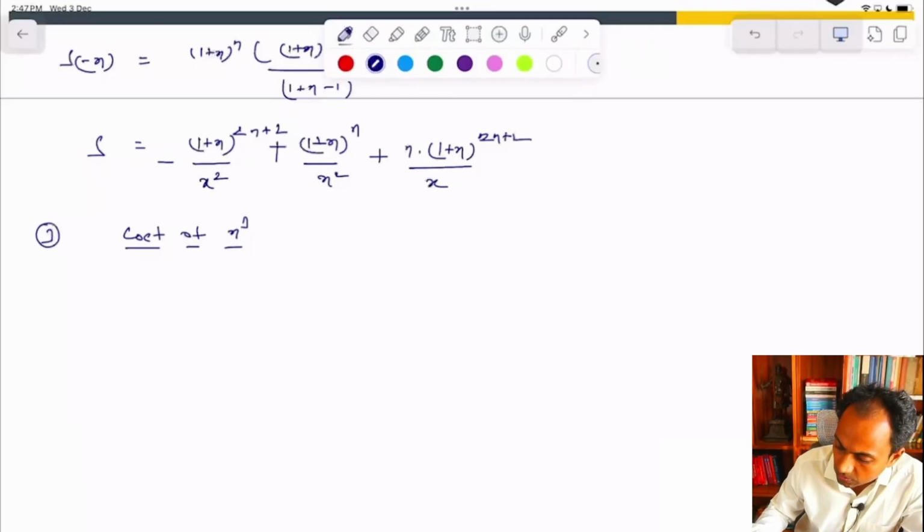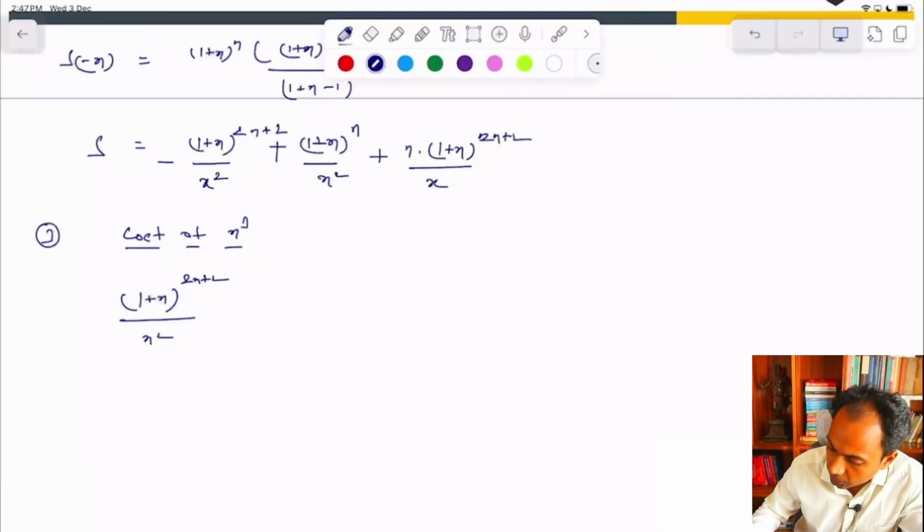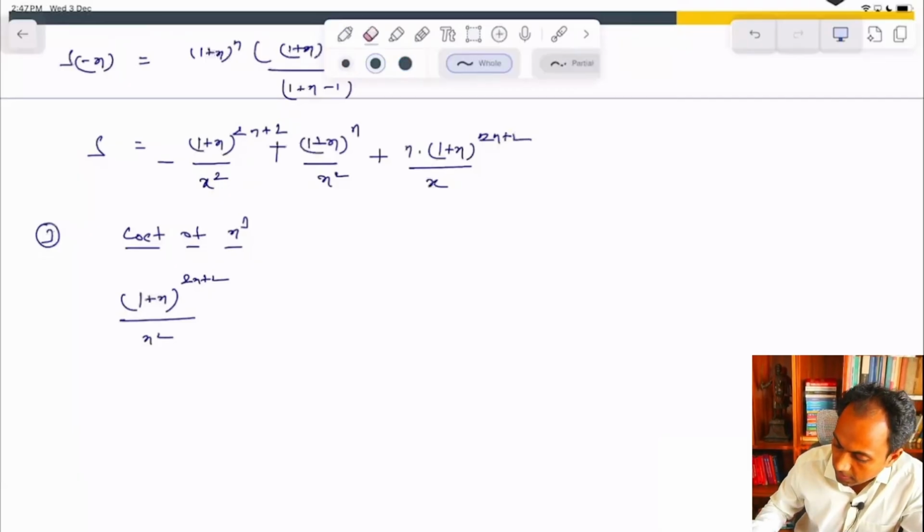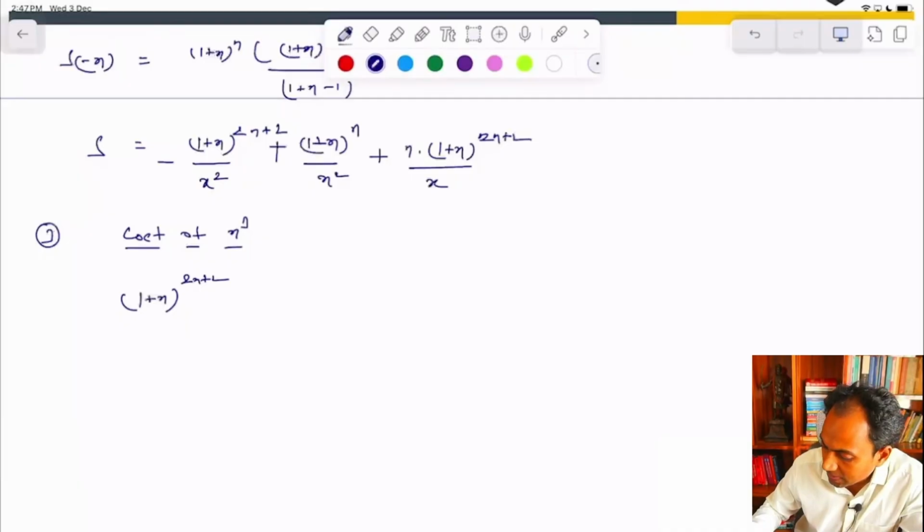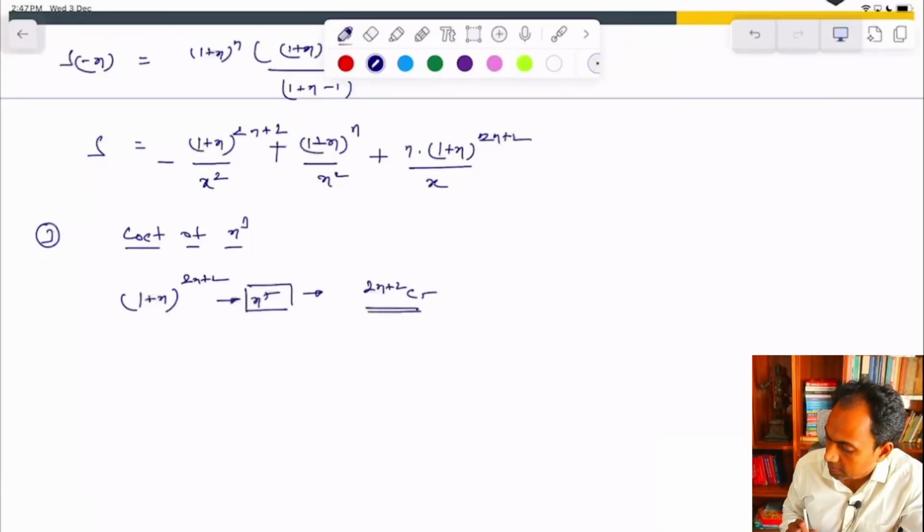So if I write that down, you can see that from the first term, that is 1 plus x raised to the power 2n plus 2 by x square. If I want the coefficient of x cube from the whole part, I will want the coefficient of x raised to the power 5 from the numerator. And that answer will become 2n plus 2 C5. This is the first one. And there is a minus sign also, so let us also take that into account. So this is the answer that we get.